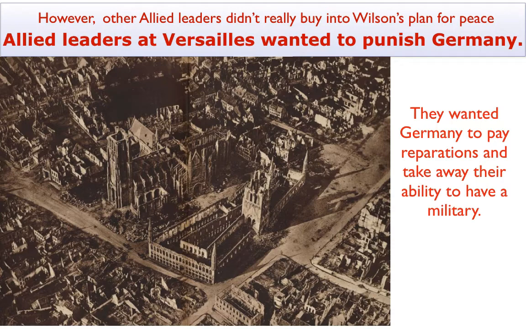The other leaders in Versailles, both French and British leaders, wanted to punish Germany, and they wanted Germany to pay for the destruction of the war. You can see this is an image of a French city after World War One. Many cities looked this way.